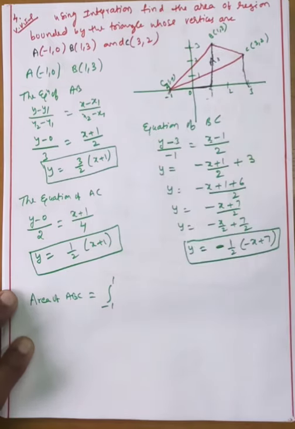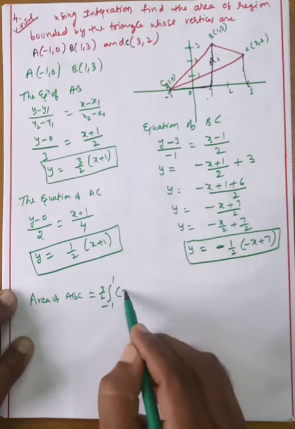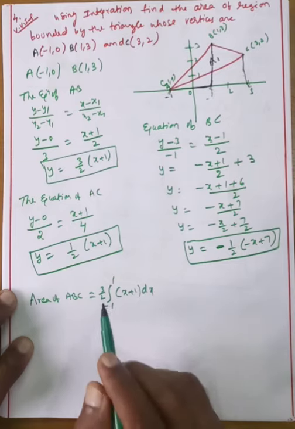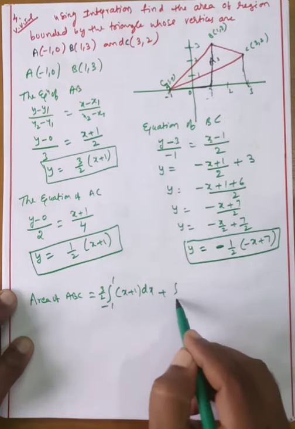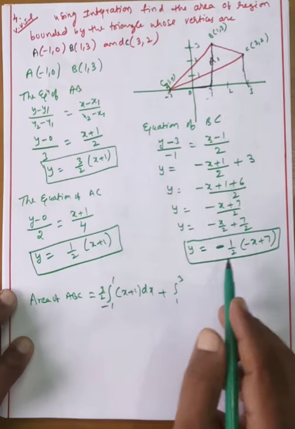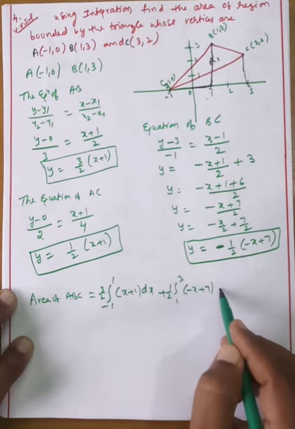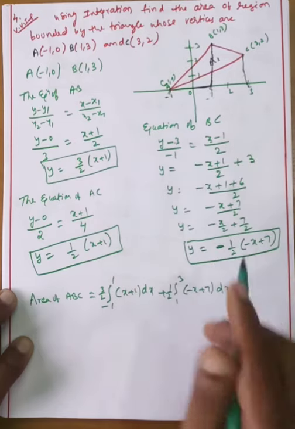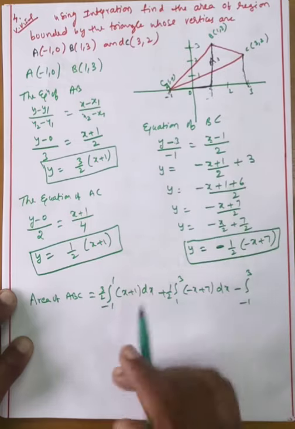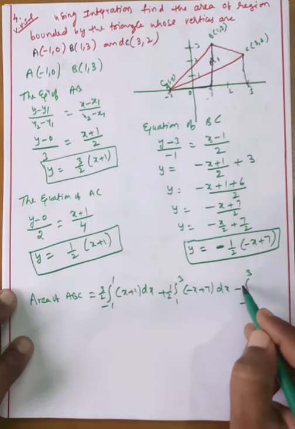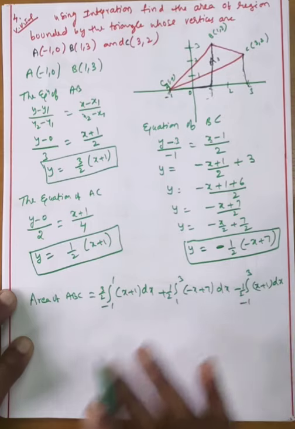Minus 1 to 1, what is that one? 3 by 2 outside, you will write 3 by 2 integral of (x plus 1) dx, it is over, plus 1 to 3, this side is BC, the upper curve. What is BC? Here 1 by 2 outside, integral of (minus x plus 7) dx. Now subtraction, minus 1 to 3, AC. Where is AC? 1 by 2 outside, integral of (x plus 1) dx, my dear students. I hope that you understood or not.